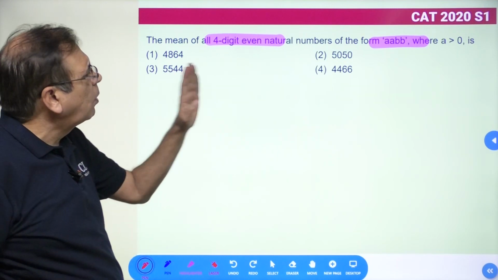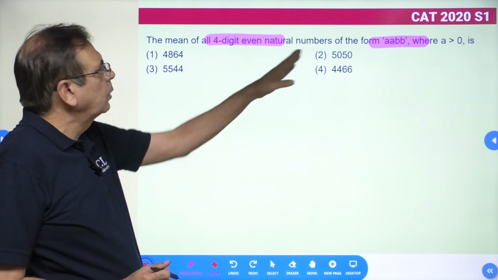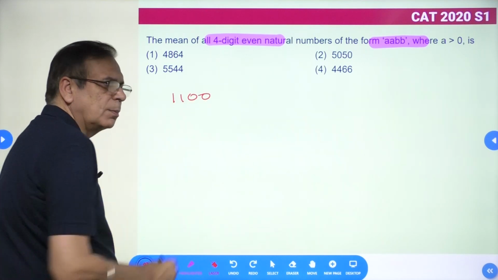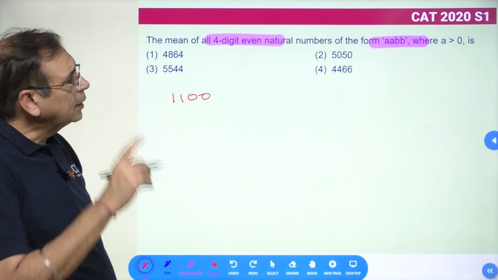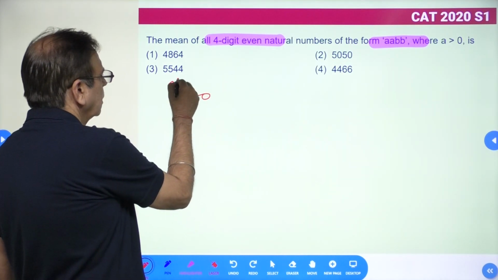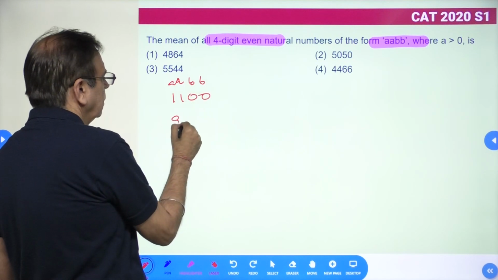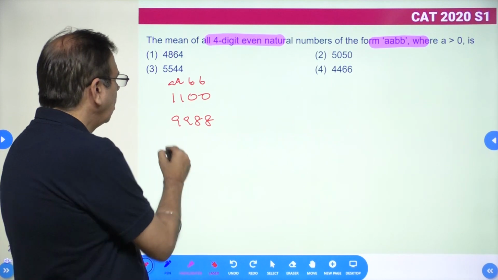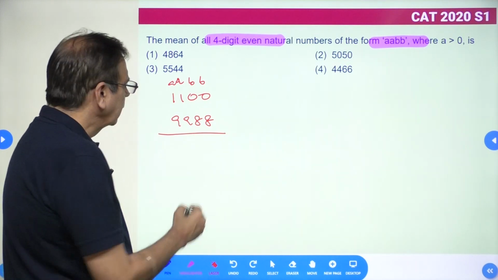Now, what is the smallest number which will satisfy this format? Can I say 1100 is the smallest number? Right? What is the biggest number which will satisfy this format? A A B B. It will be... Okay. Now, what is this?